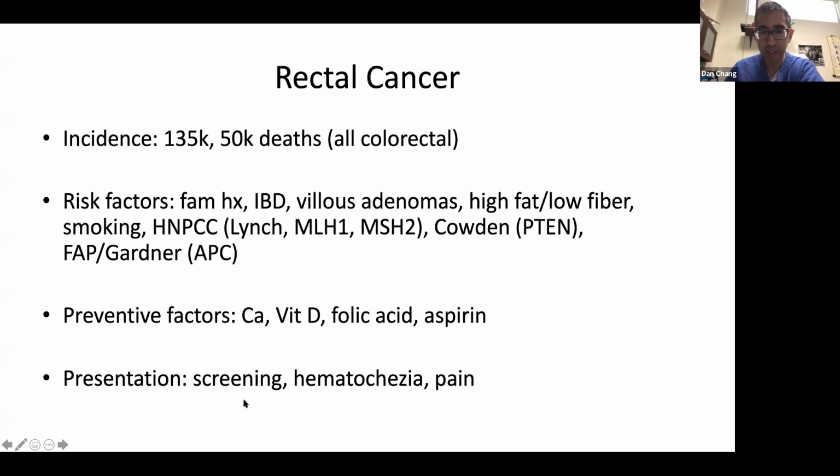Colon cancer screening with screening colonoscopies is probably the most important thing you can do. Presentation usually is rectal bleeding, which is the most common kind. So if you ever get rectal bleeding or know a family member with rectal bleeding, make sure they get their colonoscopies.